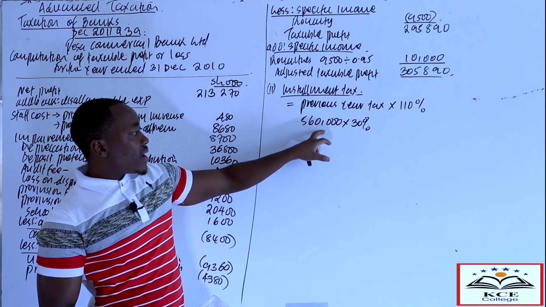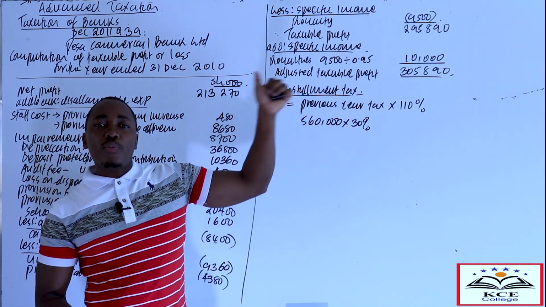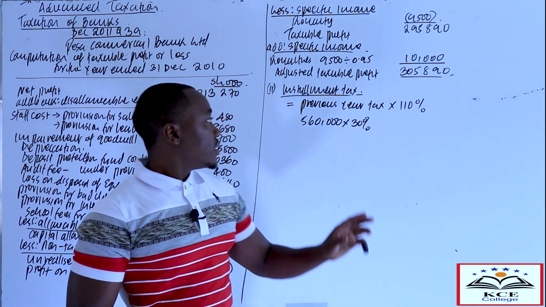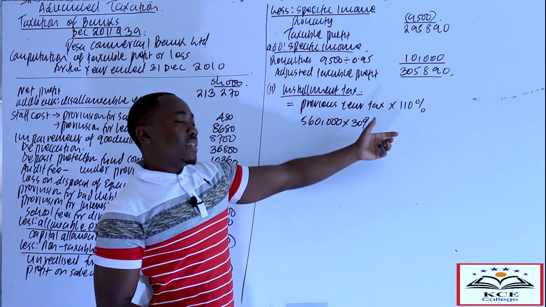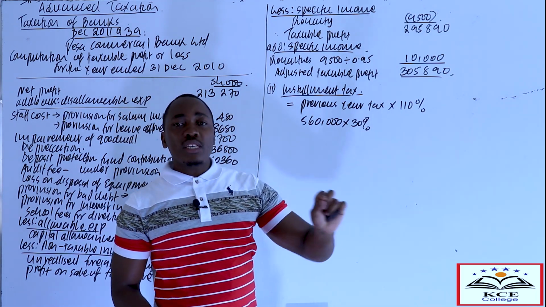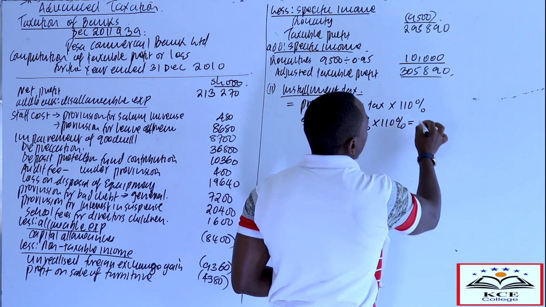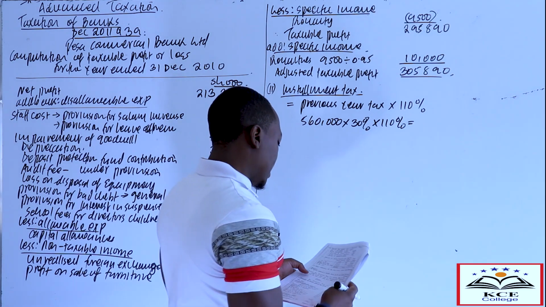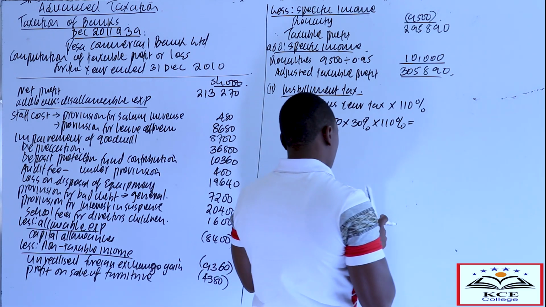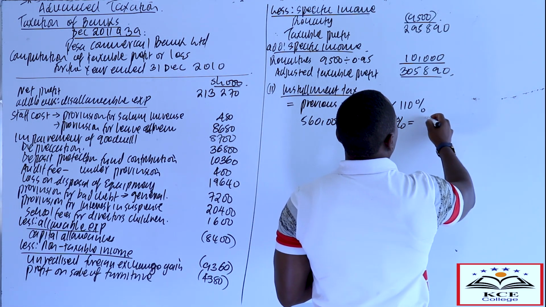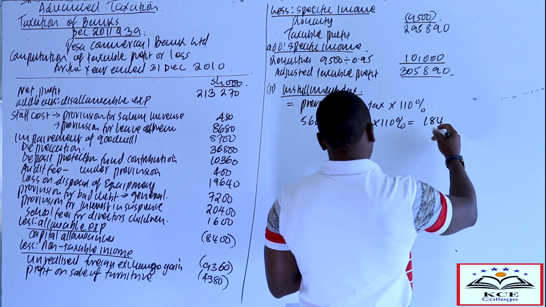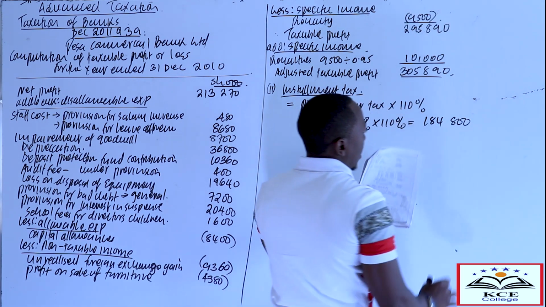Let me repeat again. 560,000 was previous year profit, taxable profit. But in this case, we want previous year tax. So you multiply by 30% to determine how much was the tax. Then you multiply by 110%. So how much will be the tax for this financial year? It should be 184,800.